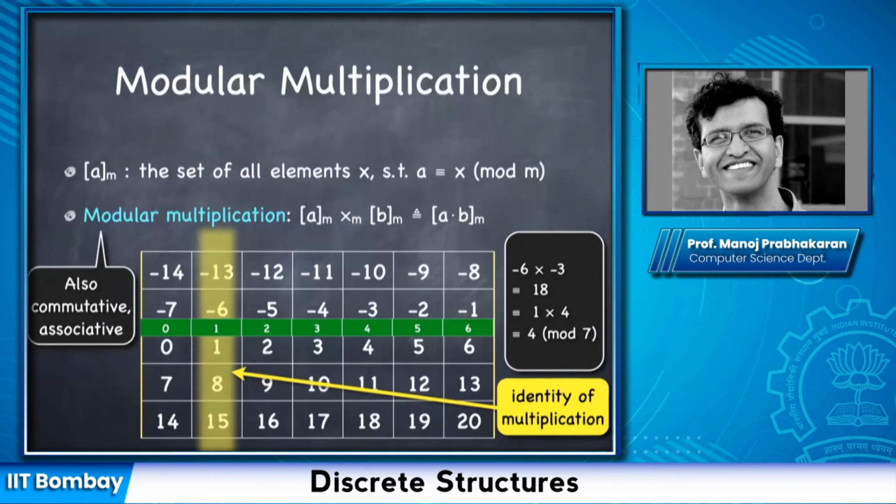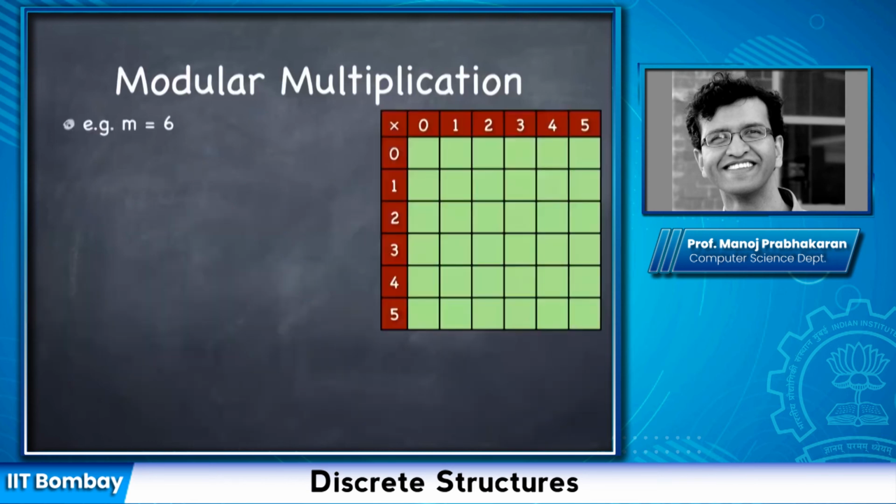And as before, we also have other nice properties inherited from integers, like commutativity. So A times B is the same as B times A, and associativity: A times B times C is the same however you group it. So here is an example. Same example as before, so m equal to 6, but now this table is not the addition table, it's a multiplication table.